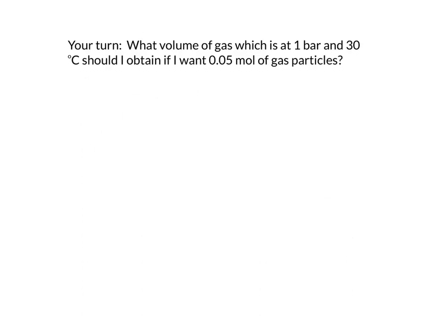Now it's your turn to figure out what volume of gas, which is at 1 bar and 30 Celsius, you should obtain if you want 0.05 moles of gas particles. If you do this problem correctly, you should end up with 1.26 liters of gas.